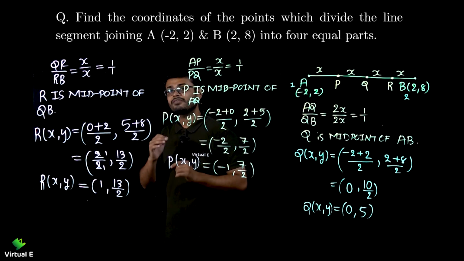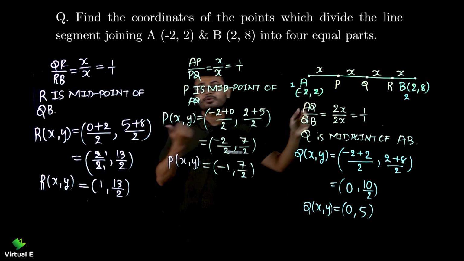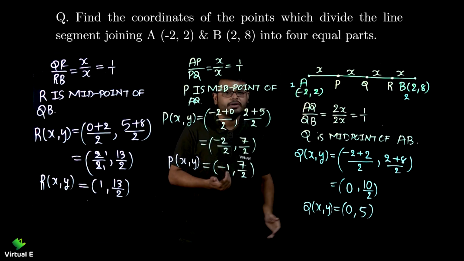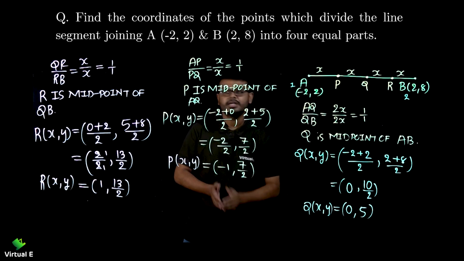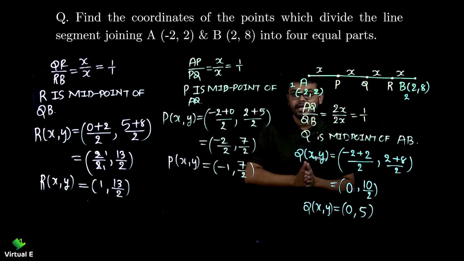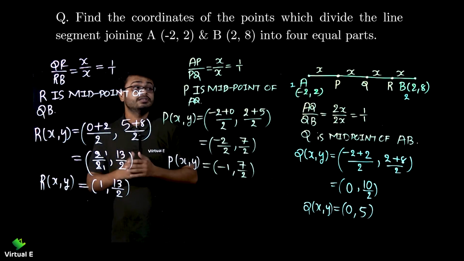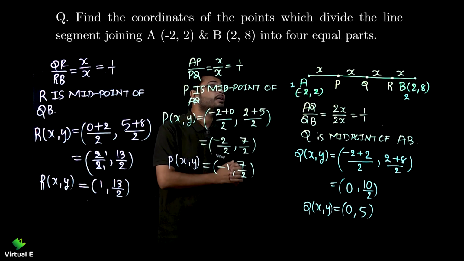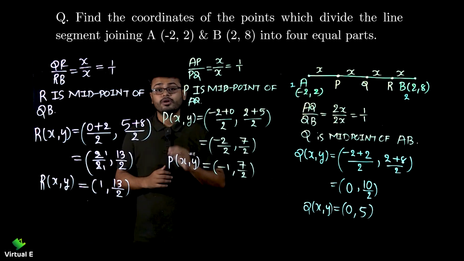Remember, do not start with any random point. You need to start with the middle one, easy to get with the help of the midpoint formula. Then point Q is done. Then we found point P with the help of Q, and same for R. So this is how we solve sums related to dividing the line joining two points into 4 equal parts.